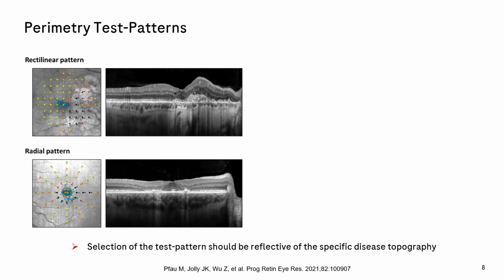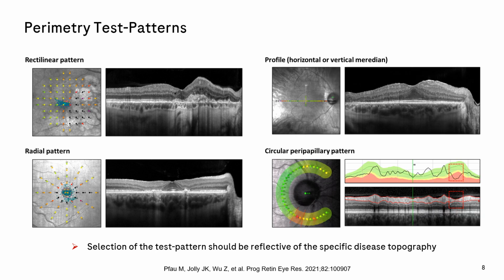It's always important to notice that these rectilinear, evenly spread patterns make sense in diseases where the disease somewhat spreads evenly across the macula, maybe for example progressing geographic atrophy, while these radial patterns make sense if you want to give more emphasis to the fovea or parafovea, if you want to have a higher density there, which of course makes a lot of sense in exudative maculopathies. But there are also other patterns to consider.